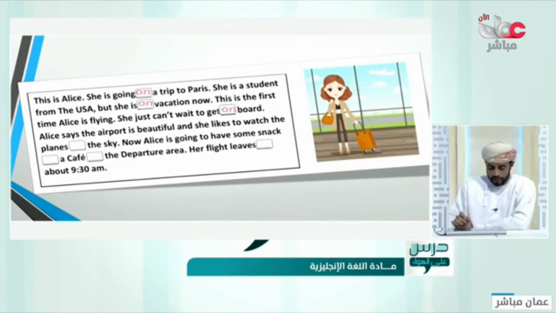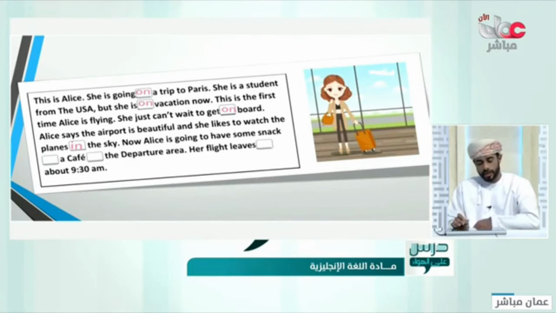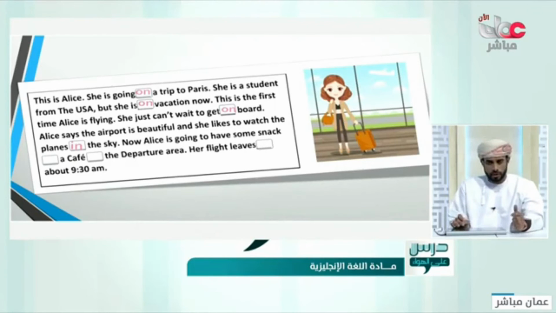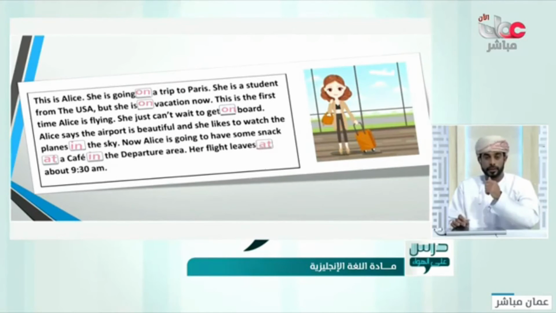Alice says that the airport is beautiful and she likes to watch the planes in the sky. It is in the sky because the planes are in the sky. Now Alice is going to have some snack at the cafe in the departure area. Her flight leaves, of course, at, because there is time.